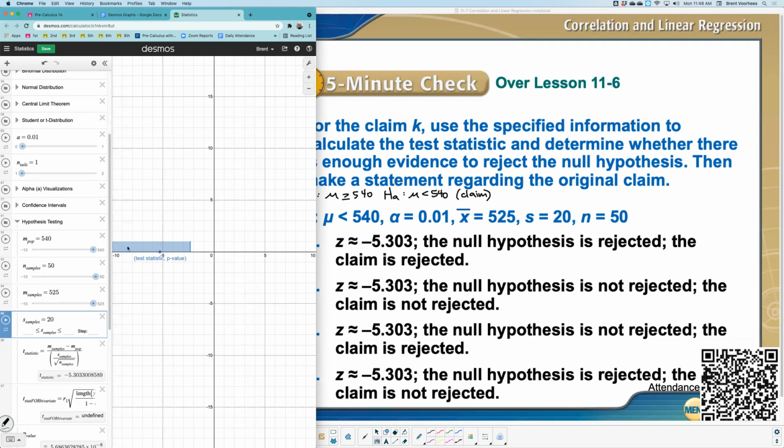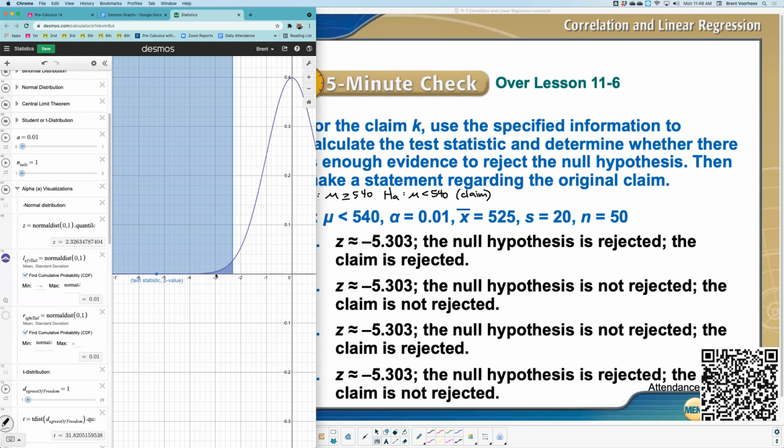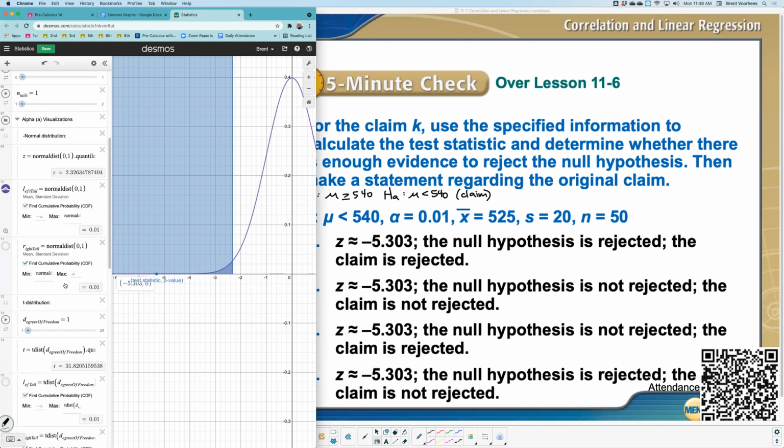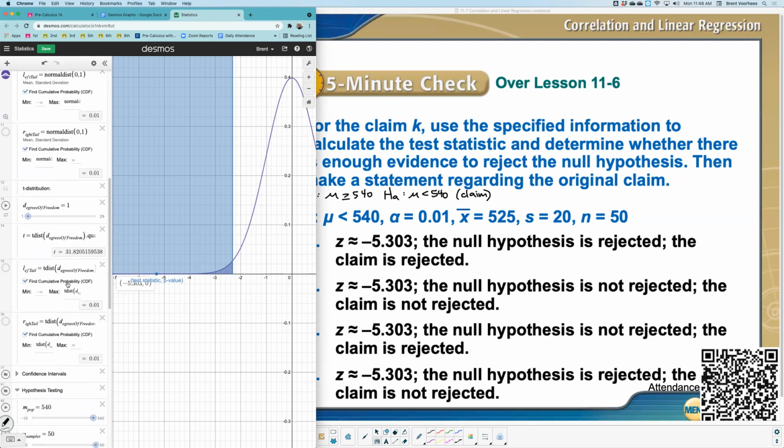You can see it's in this critical region because it's shaded there. I'm going to go to the alpha visualizations. Since we're only looking at the one tail, it's the left side because we're testing the alternative that the mean is less than 540. I'm going to turn the left on the normal distribution on, and zoom in so you can see. This would be the critical region, and this t statistic is way in the critical region, and you can see that p-value is so close to 0. Anytime it's less than the alpha, you would reject the null hypothesis. And that's what we're going to do in this problem.